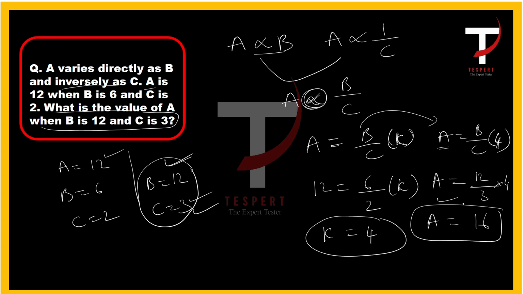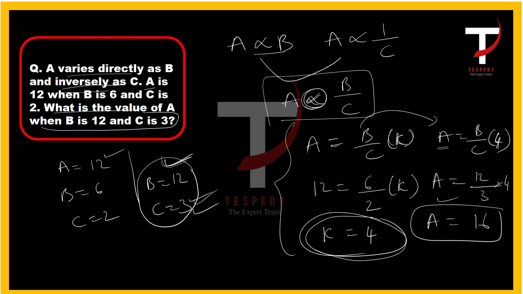So in this case A will be 16 when the value of B is 12 and the value of C is 3. So what we did, we arrived at this relation according to the condition given, and after that we solved and we got the value of K, right? After this we again substituted this with the second conditions and we arrived at the final answer.